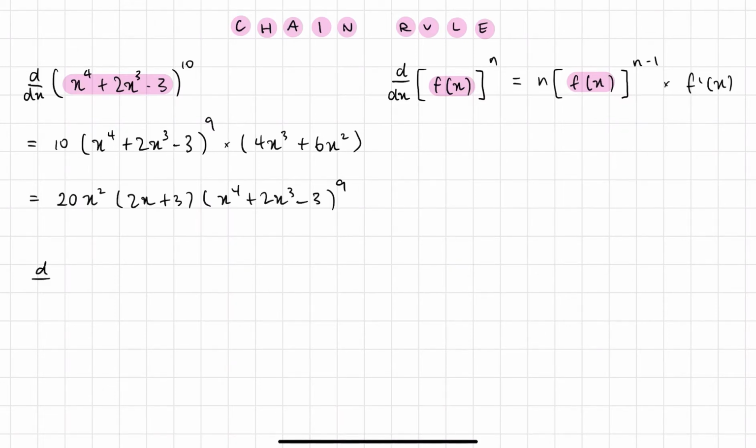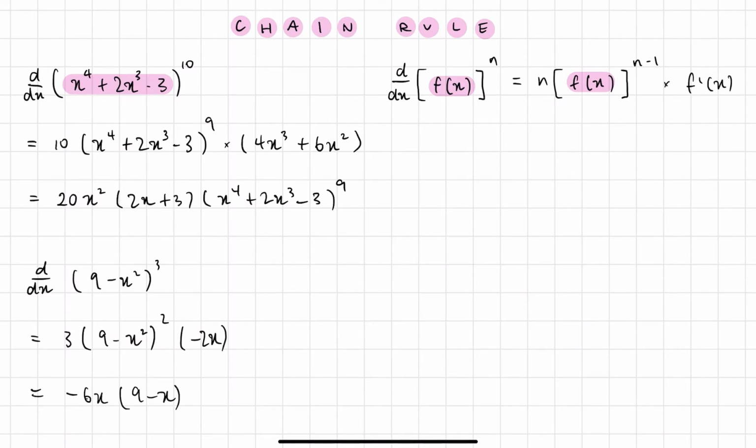I'm going to go through one more question. So let's try this one: d over dx of 9 minus x squared to the power of 3. Bring the 3 down and subtract 1 from the power, and then multiply by the derivative of what's inside. So that would be minus 2x. And then we can clean up and say minus 6x, and write the answer like that.